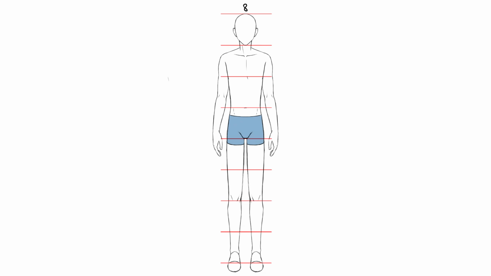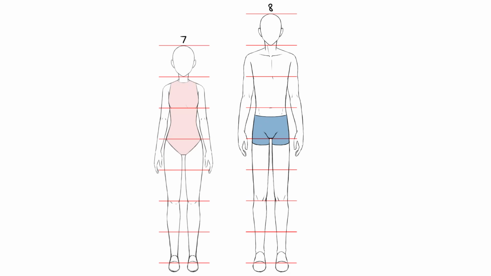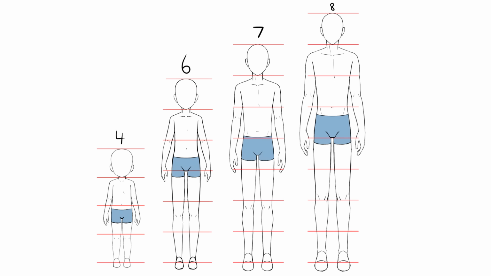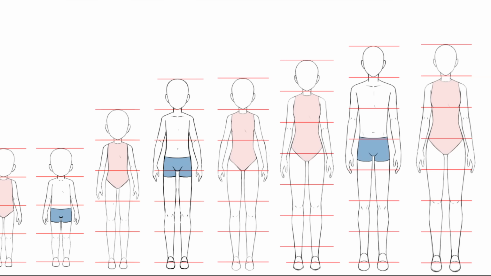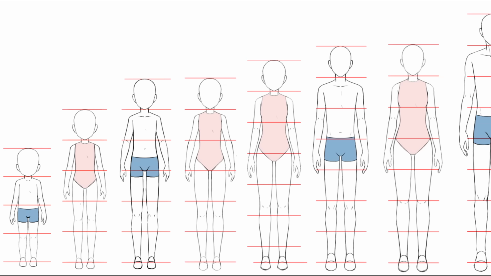Lastly, we have the adult male. He is 8 heads tall. Once again, he is a head taller than the adult female. The shoulders get even wider and the waist gets a bit more narrow. So here's a look at all the different bodies and faces.